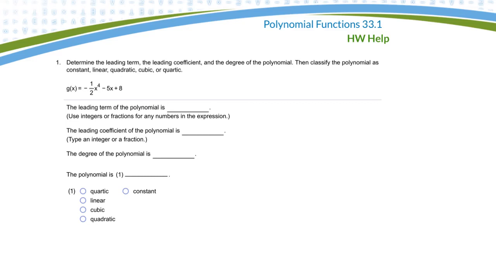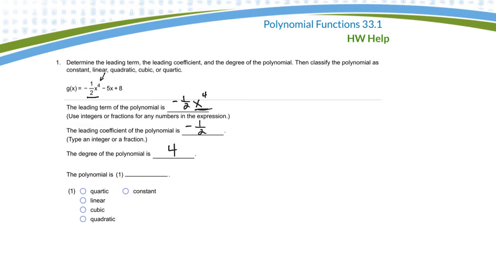Okay, here's some homework help for the polynomial function section. First question asks for what is the leading term? Leading term is the one with the highest exponent, so that'd be this one. So the leading term would be negative 1/2 x to the 4th. Leading coefficient of the polynomial, so that's the number in front of the x, so that would be negative 1/2. The degree of the polynomial is the highest exponent, which is 4.